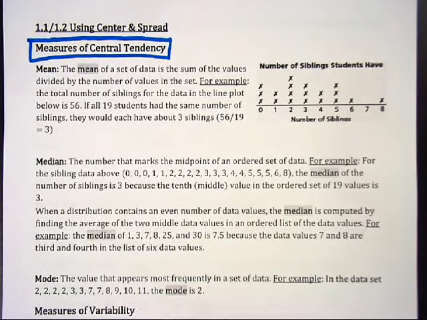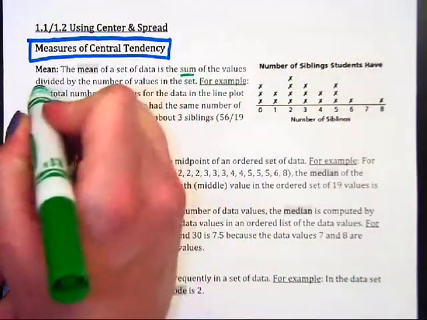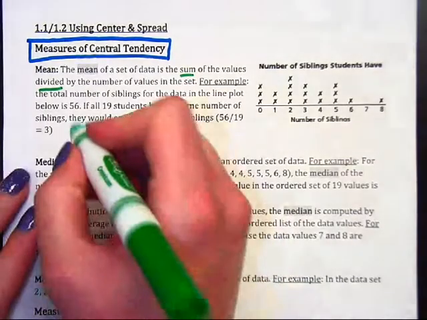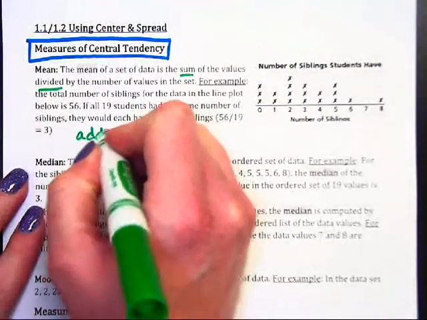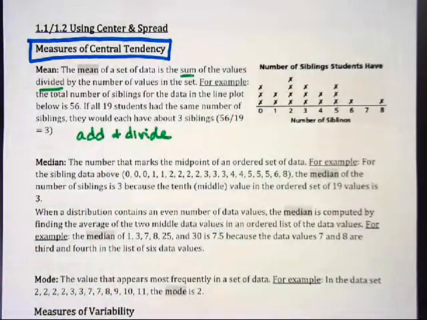Let's start with the mean. The mean of a set of data is the sum of the numbers divided by the number of values in that set. So I'm just going to write the reminder down here to myself: I add all the numbers, and then I divide by how many numbers are in my list.